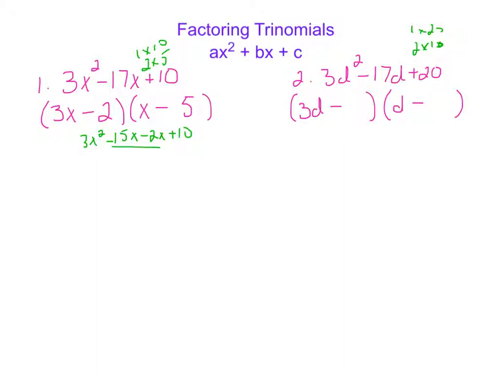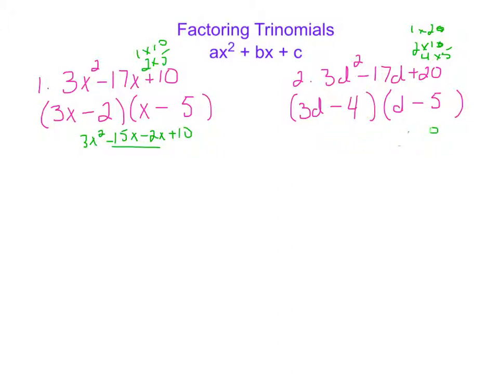Pen not working so well. Or 4 and 5. Okay, so let's just say I'm going to try 4 and 5. All right, so if I FOIL to check, I get 3d squared minus 15d minus 4d plus 20. If I combine these two in the middle, I get a negative 19d, which is not what I started with. So that tells me that my answer is incorrect.